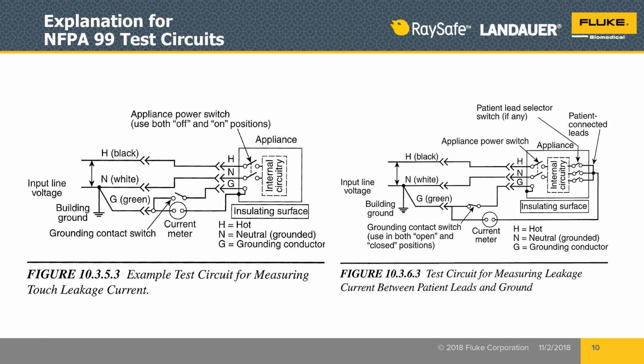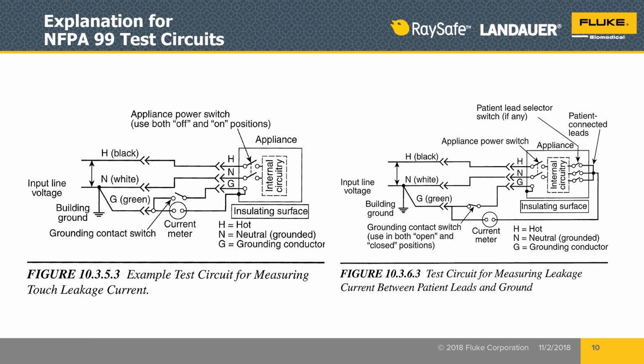What's important is the points on both the diagram on the left and the right calling out the current meter. That's where your tester is, like from Fluke Biomedical, one of our ESA products like an ESA 612, which would be considered your current meter. And it's important to see the difference between the diagram on the left, dealing with the touch current or that chassis leakage, which shows the current meter going from ground, the ground at your outlet or a good ground point, to the chassis of the medical device. So that's showing the box outlining it there, versus the diagram on the right, which shows the current meter going from ground to the patient connected leads, which is a different part of the medical equipment.